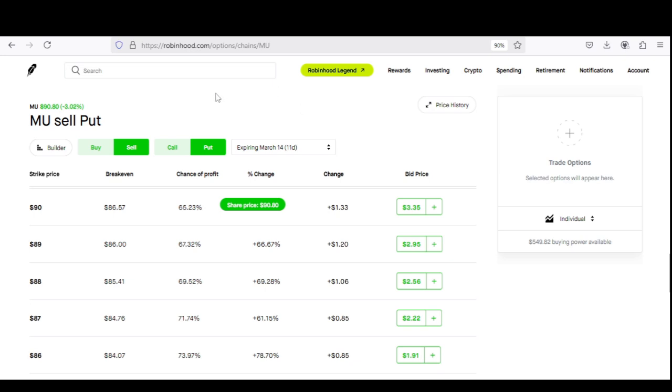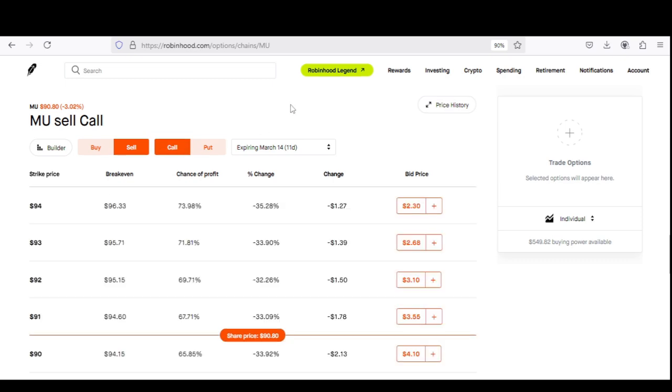Now, that strategy is going to be, you're going to have to go to sell, you're going to have to go to call, and we're just going to use the exact same strike date of March 14th. Now, for this option strategy, we're going to choose our strike price above the current share price. And once again, the share price is 90.8. So we're going to choose a price above that.